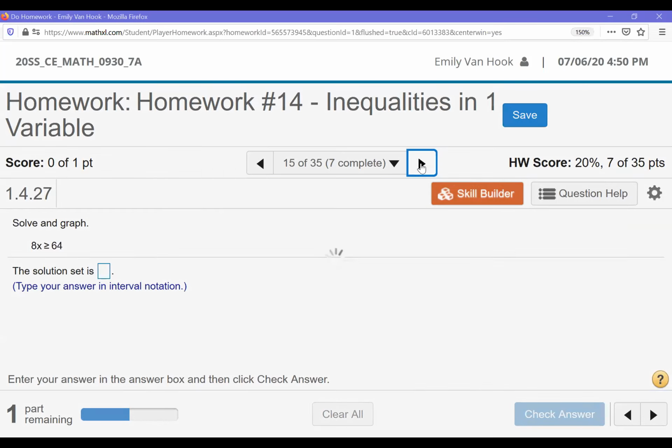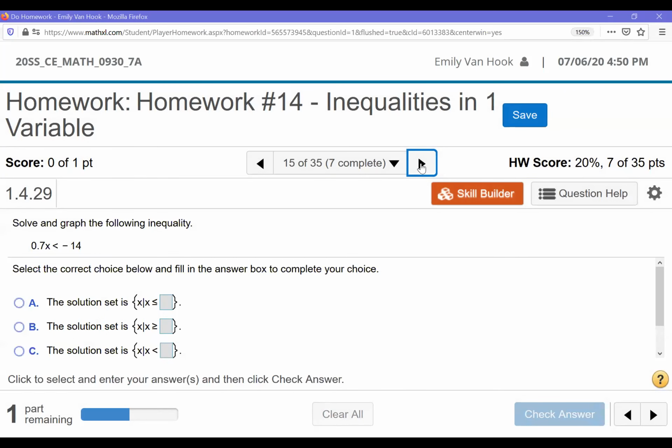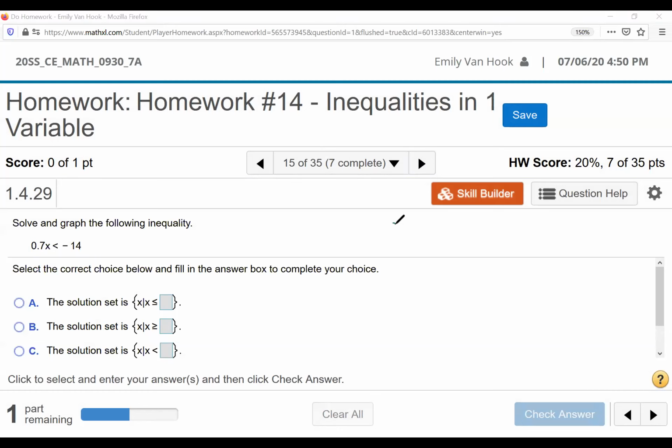Okay, I'm kind of moving along here. Oh, here's one. All right, number 15, it's not fractions, but it's decimals. 0.7x is less than negative 14. Okay, I mean, you can use a calculator at this point, so it's not so bad. 0.7x is less than negative 14. Just divide both sides by 0.7.